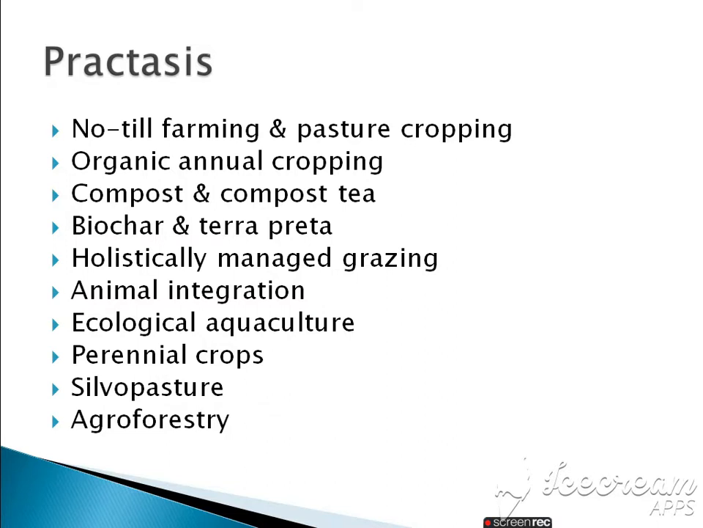Holistically managed grazing, that is controlled grazing, sequential or managed grazing, animal integration. There should be a farm system which has animals, trees, crops, so it has a perfect ecosystem which benefits each other. Then ecological aquaculture, perennial crops, silvopasture and agroforestry. The most important thing is agroforestry.